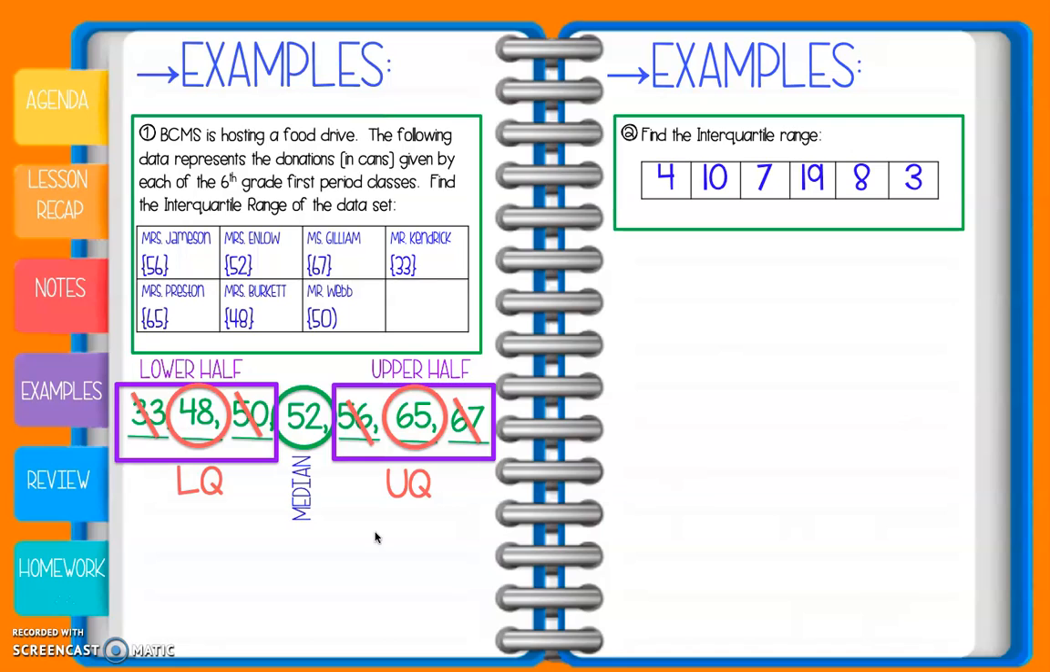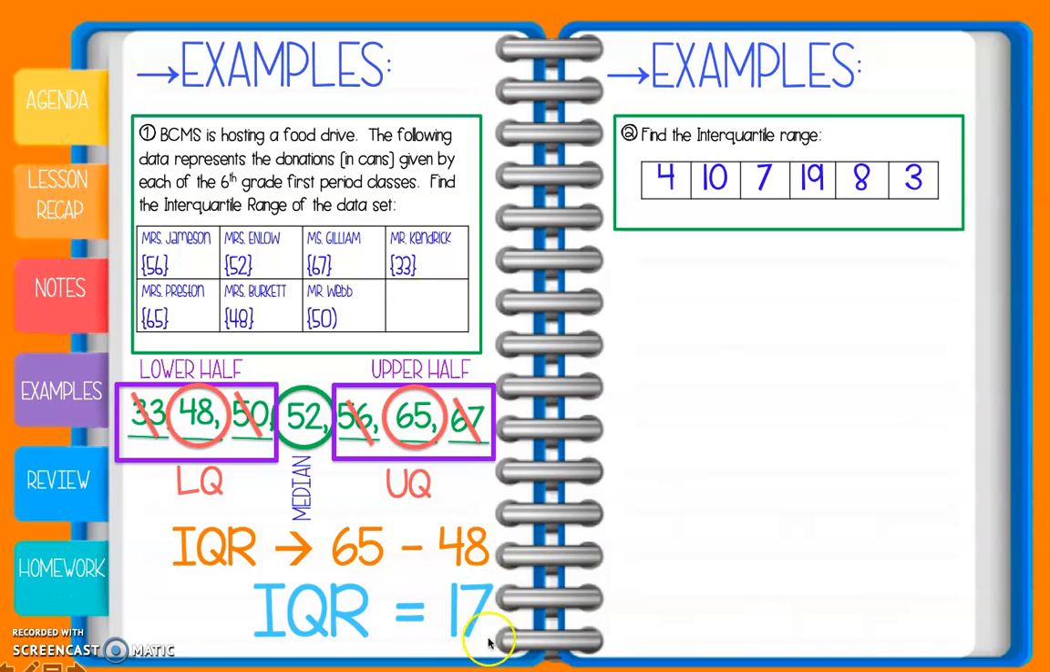Now, we're not done yet because we need to find the interquartile range, okay? And that means we're looking for the difference between 65 and 48. So we have 65 minus 48 gives us an interquartile range of 17. Okay, let's do another one.